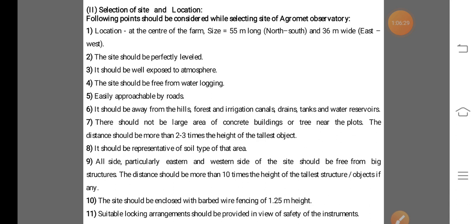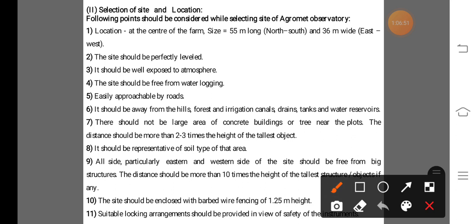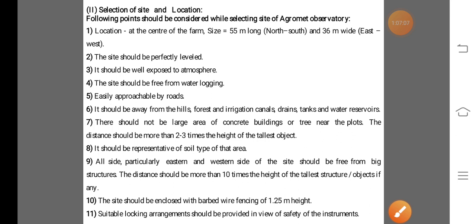In the next lecture we will discuss the remaining points in the procedure, like the plan layout of the Agromet observatory, and also different points. In this site selection, keep this in mind: the size of the Agromet observatory, the ideal size of the Agromet observatory. This is important for the semester and theory and practical exams also. Thank you. The remaining points or remaining practical we will discuss in the next lecture.